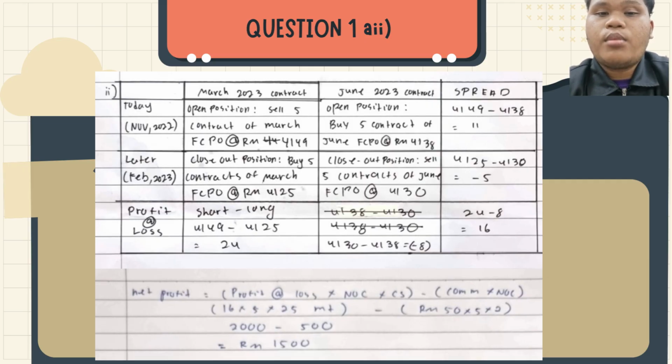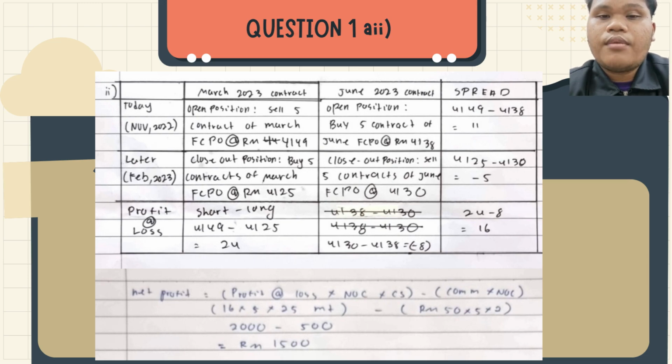Now let's look at the trading position. Today, in November 2022, we open our spread position. For the March 2023 contract, we sell 5 contracts at 4,149 ringgit. At the same time, for the June 2023 contract, we buy 5 contracts at 4,138 ringgit. The initial spread is 4,149 minus 4,138 equals 11 points.